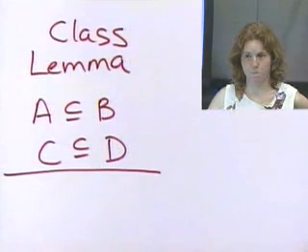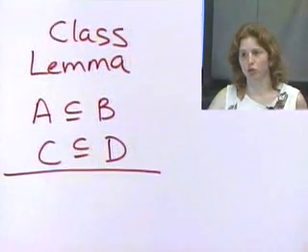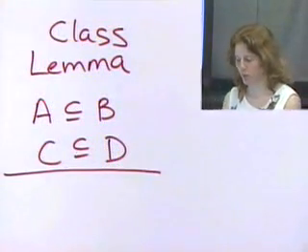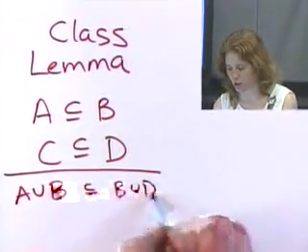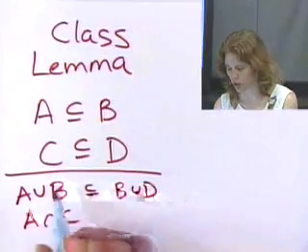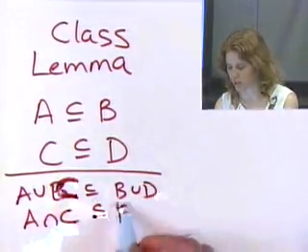A or C is a subset of D or D. Except these are sets, so I'd have to use union and stuff like that, right? So there's several things that are true. A union B is a subset of B union D. A intersect C... sorry, that should have been C there. Yeah. So I have to combine the left-hand sides and the right-hand sides.